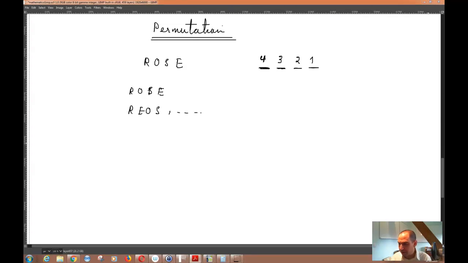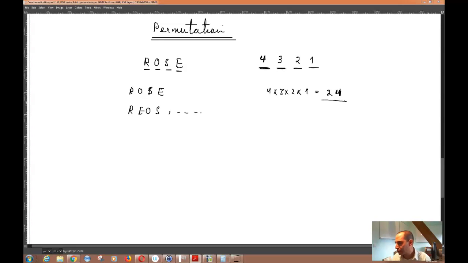By the fundamental principle of counting, the number of all such possible words using the letters R, O, S, and E, keeping in mind that repetition is not allowed, would be 4 times 3 times 2 times 1, which is equal to 24 words. You would get 24 words. Now this was basically what we were doing in example number 1.